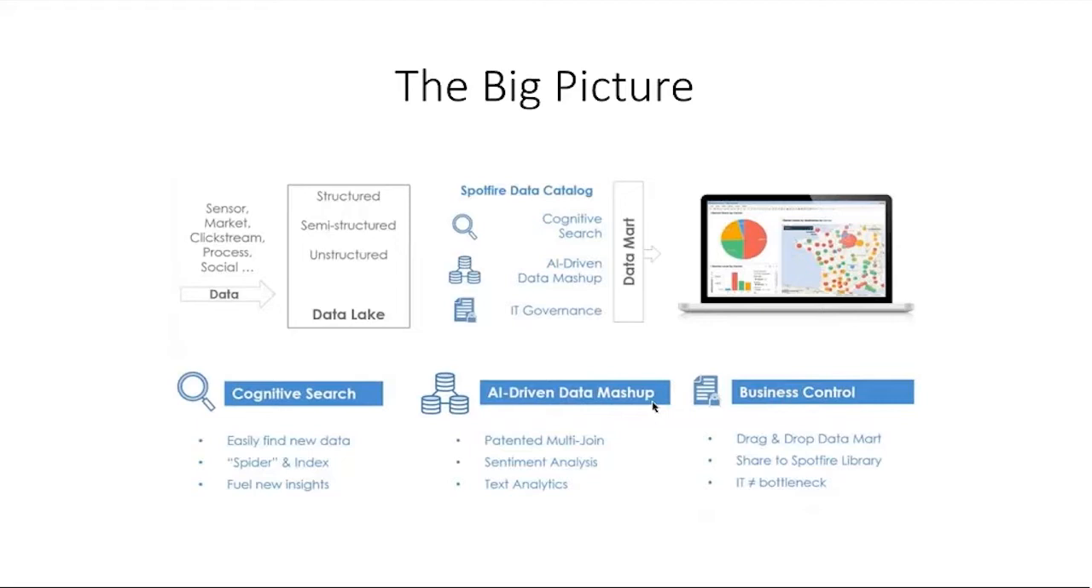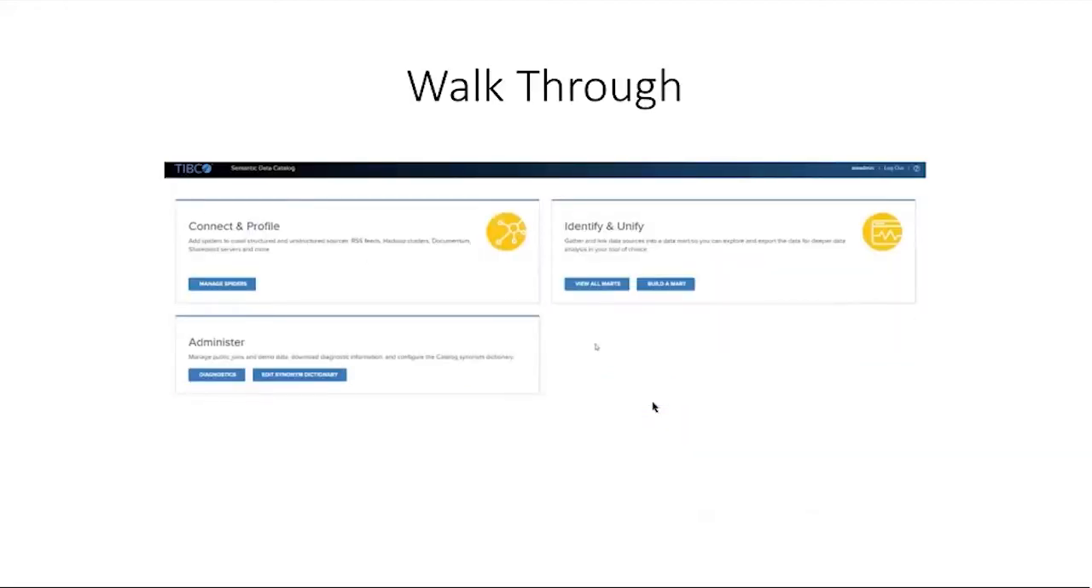Now, the connectivity part will be shown, but under cognitive search, we have something called a spider, which is able to catalog and index data. A bit more on that in future slides. We can easily find data and relationships amongst them, and finally, we can find insights much more quickly. So that is the part that we will be dealing with.